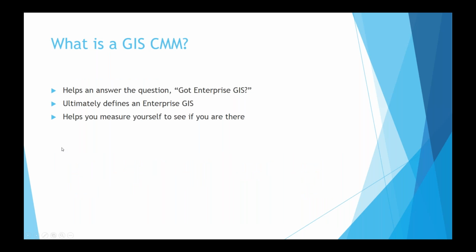You actually become more mature, and that's what the capability maturity models are measuring. So for a GIS capability maturity model, basically you're trying to answer the question, do you have an enterprise GIS? Because when you get to that optimized level, you're doing things that an enterprise GIS does. Essentially, a GIS capability maturity model helps you measure yourself to see if you're at that point or where you are on that scale.